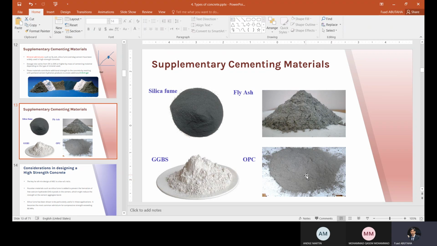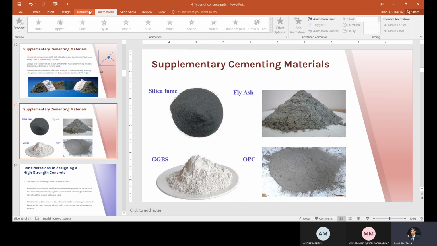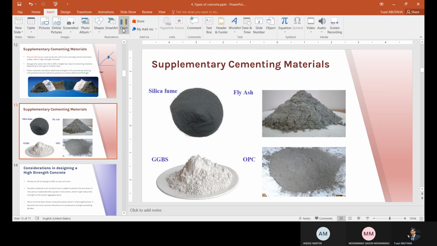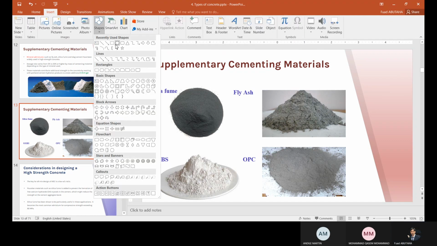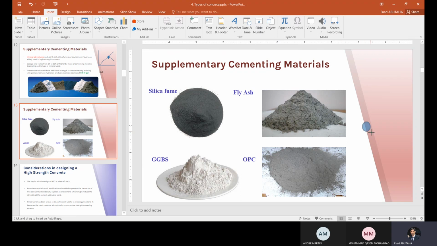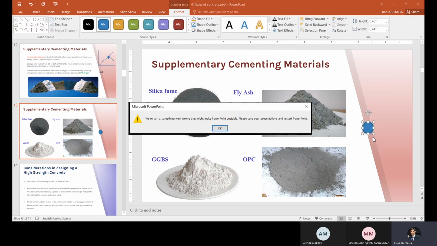The smaller particle size of this silica fume will start to go and fill all the small spaces between the cement particles. How does it work? Like this, or increasing the packing. If I have this cement particle size, as an example.